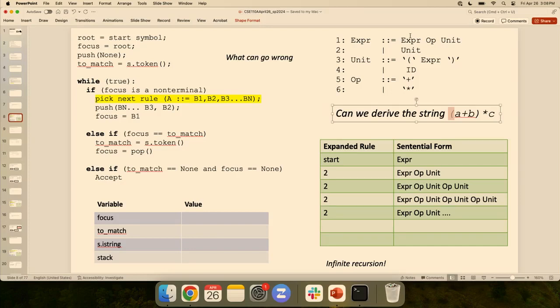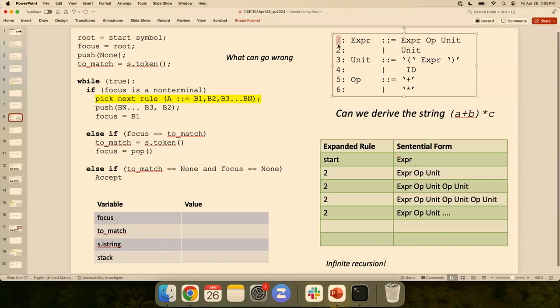So C is getting parsed as a unit, but A plus B will keep getting parsed as expression. Well, that's the question I'm asking. What would it look like when you put that string through that algorithm? Yeah, so when you're going through the algorithm, this is the big thing right here: when you pick the rule to expand. And right here, we are always seeing expression. So when we pick expression, we can pick this rule or we can pick this rule, right? Expression has two choices.